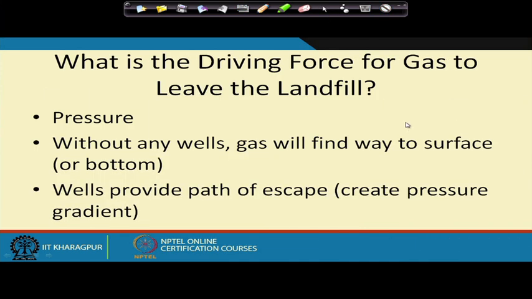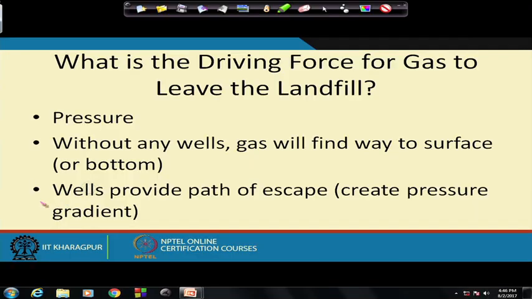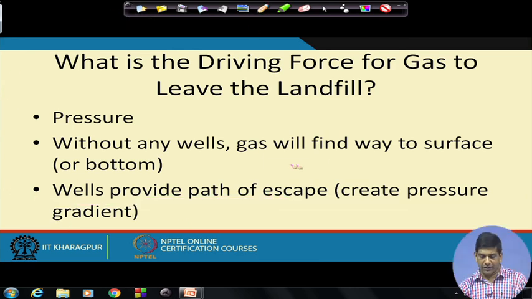So what is the driving force for the gas? It's the pressure. Without any well, what will happen? The gas will try to find the surface or the bottom. If you don't provide any well, the gas will just travel to wherever the path of least resistance is, and it may ultimately reach the top. Or if it's towards the bottom layer of the waste, it will try to go into the leachate collection system. So what do the wells do? These gas wells provide the path of escape. They create a pressure gradient, so the gas travels in that particular path and gets collected.